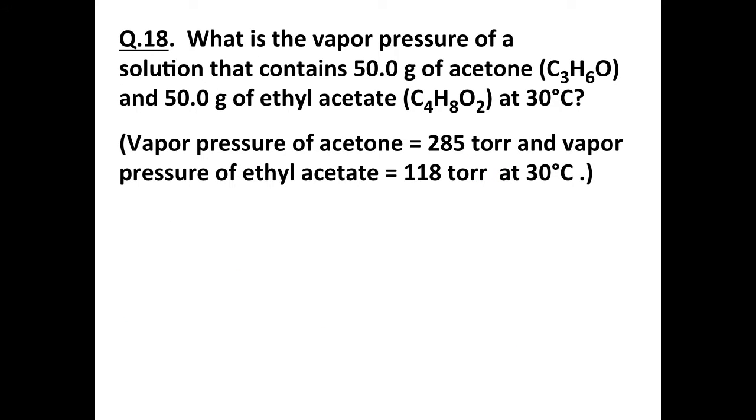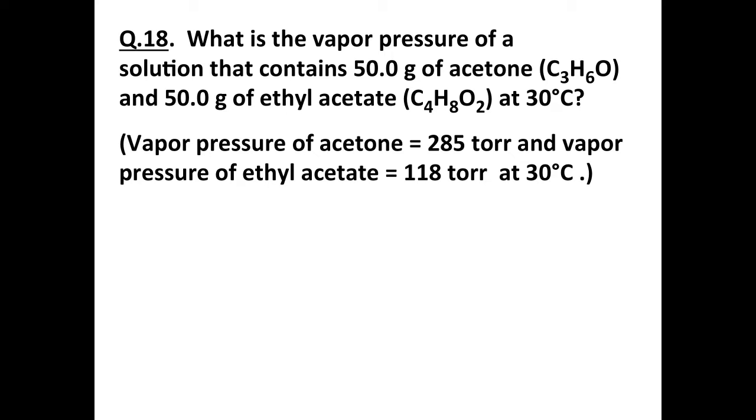And one more. Here, this is question 18, we have the vapor pressure of a solution made up of acetone and ethyl acetate, 50 grams of each. And this is at 30 degrees Celsius. We're given the vapor pressure of each substance at 30 degrees Celsius, and we'd like to know what the vapor pressure of the solution is.